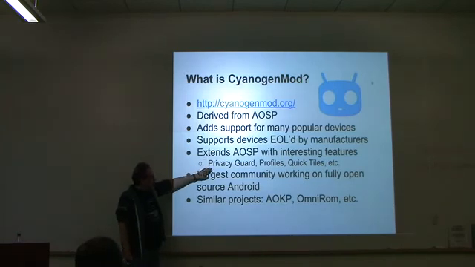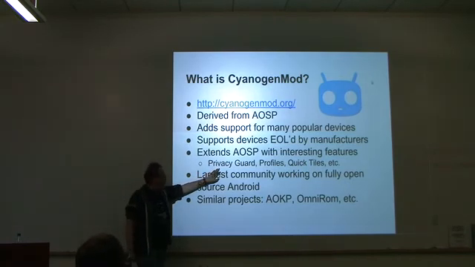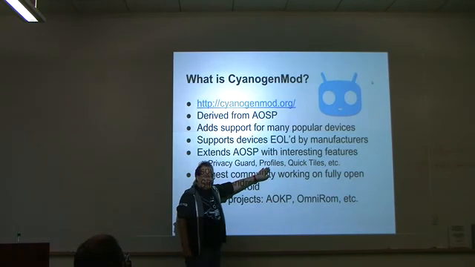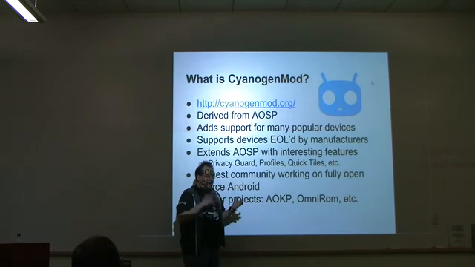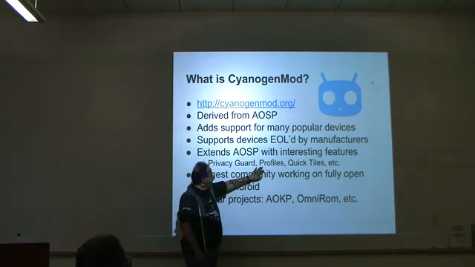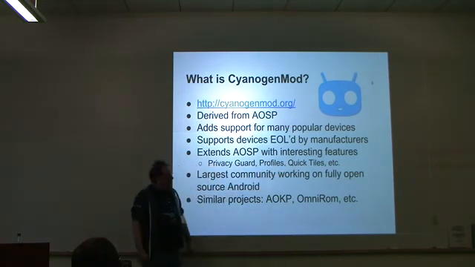So CM has extended AOSP with interesting things like Privacy Guard, which is kind of similar to the runtime permissions things that Android has only just announced in the M version that's coming out. Profiles, which is a way of having your device quickly change between configurations when it gets events like, oh, I'm home, I'm connected to my home router, so I should turn off my lock screen or something like that. Quick tiles, being able to customize the quick commands you have when you pull down. There's lots of features that it adds.